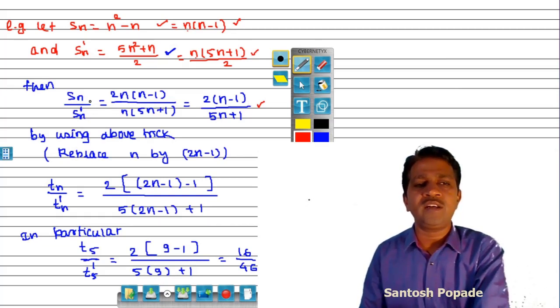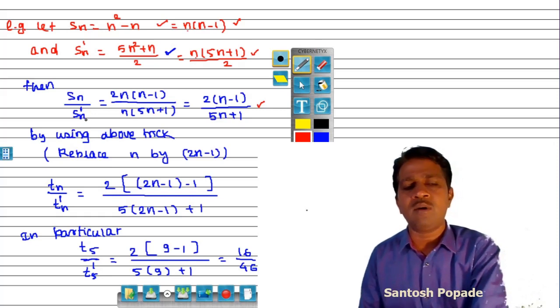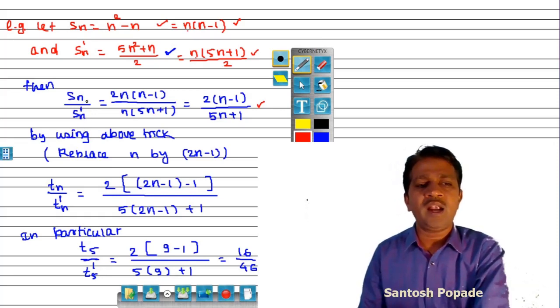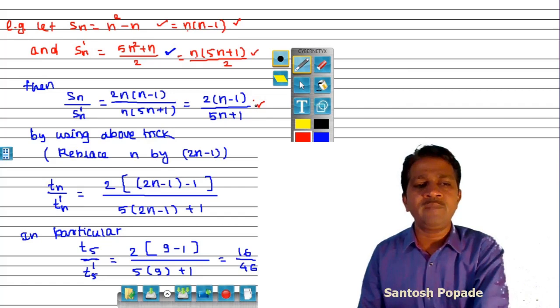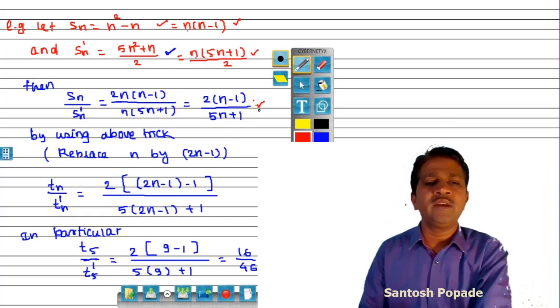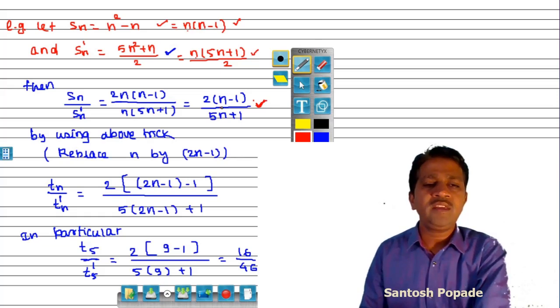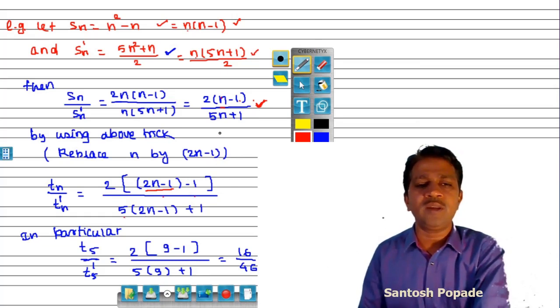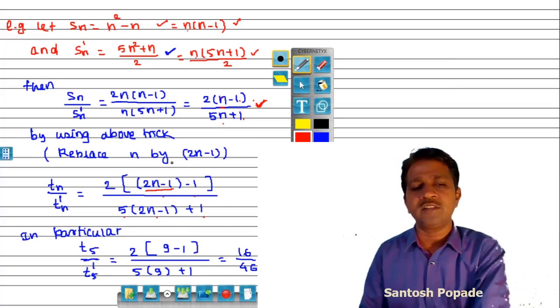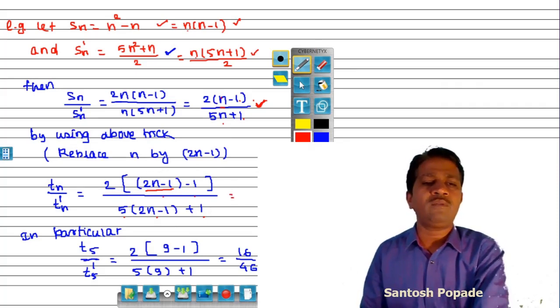Sn is the sum of n terms of the first AP, and Sn dash denotes the sum of n terms of another AP. And if we have the ratio of the sum of n terms of the two different APs like this, then by using the above trick to obtain the ratio of nth terms of these APs, we have to replace n by 2n minus 1 in this formula. So just replace n by 2n minus 1. Here I have replaced n by 2n minus 1, and this minus 1 stays as it is. In the denominator also, 5 into n replaced by 2n minus 1, and this plus 1 as it is. So solving this, you can obtain the formula for the ratio of nth terms.